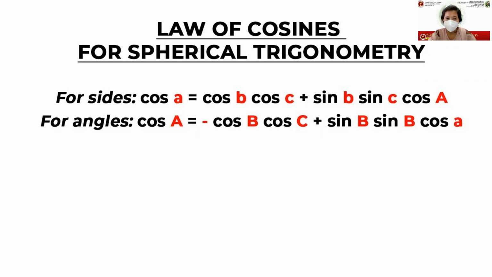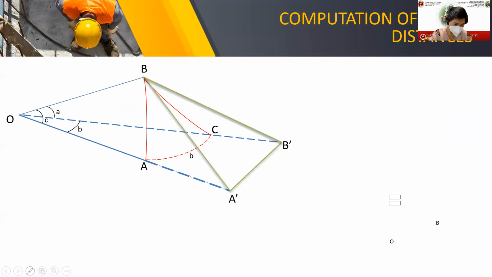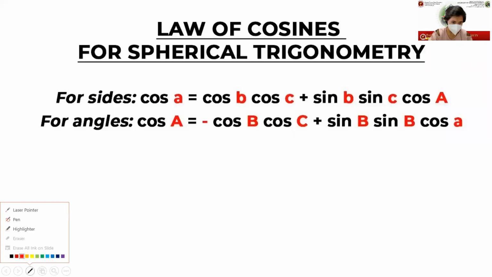So this is the formula for the law of cosine for spherical trigonometry. This is for when given the sides. If given are two sides of the spherical triangle and an angle, we can compute the side opposite to this interior angle. So this is for the sides.